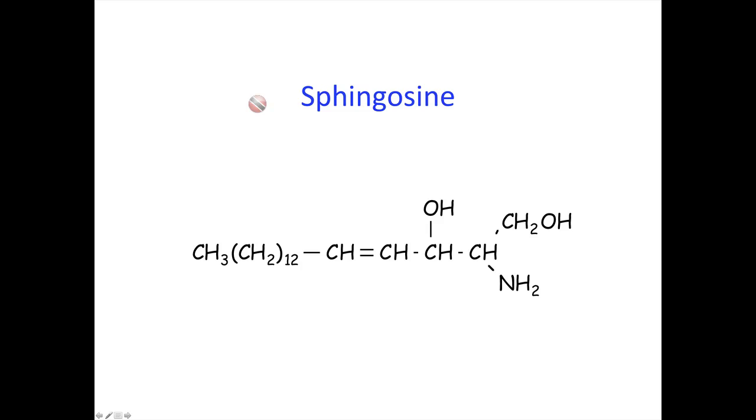Right, so now we go into sphingolipids, which is a different type of lipid found in the membrane. Sphingolipids do not have a glycerol backbone like their glycerophospholipid brothers. They have what is called a sphingosine backbone. Alright? So this is the structure of sphingosine.